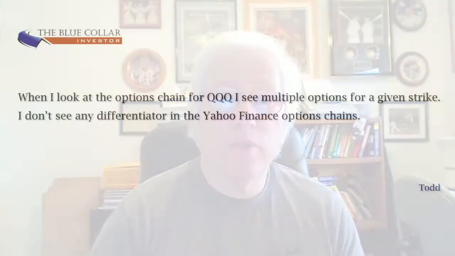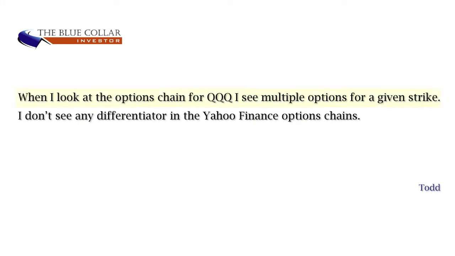Today's question comes from Todd, who asks, when I look at the options chain for QQQ, I see multiple options for a given strike. I don't see any differentiator in the Yahoo Finance options chains. Can you help with this? Well, Todd, I definitely can.